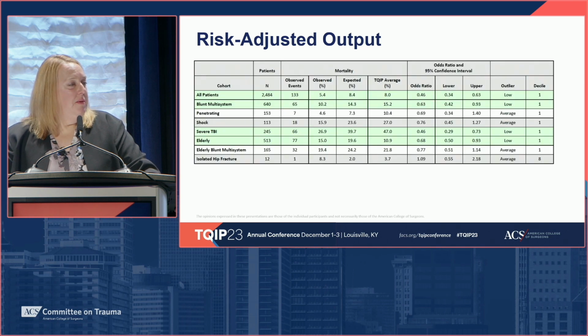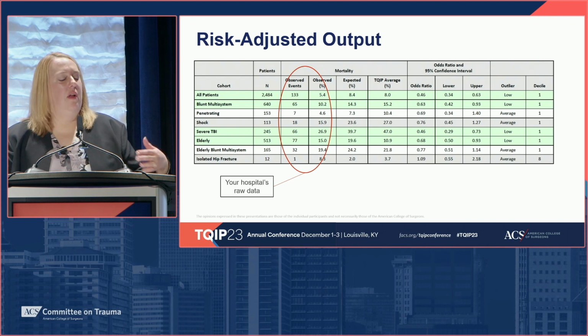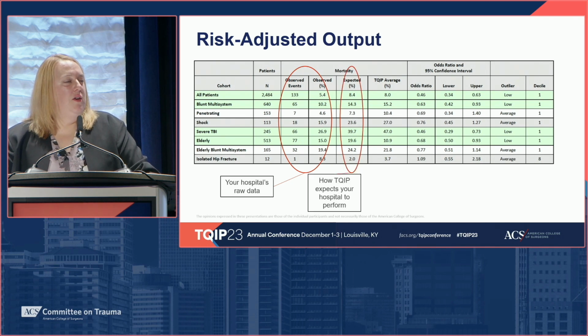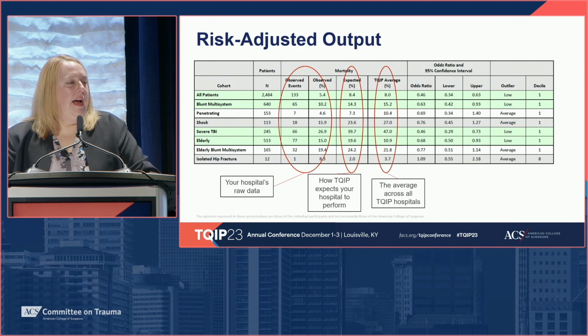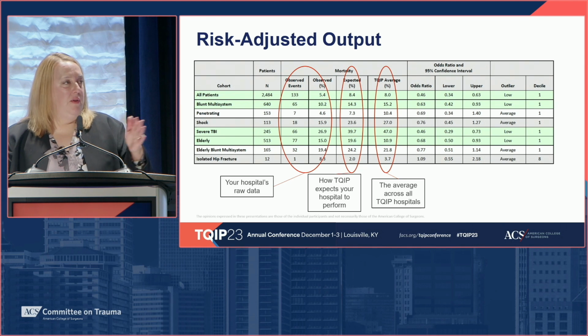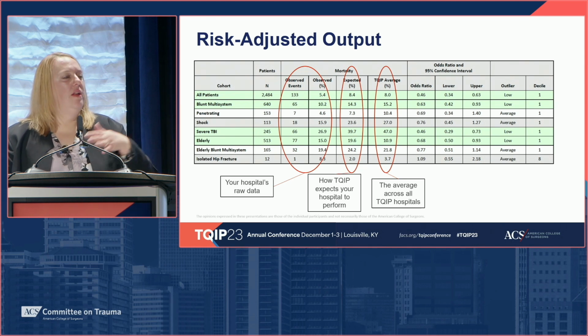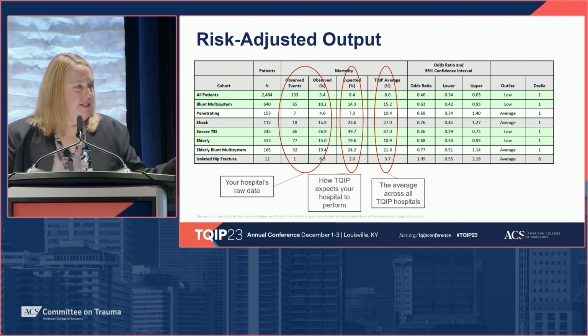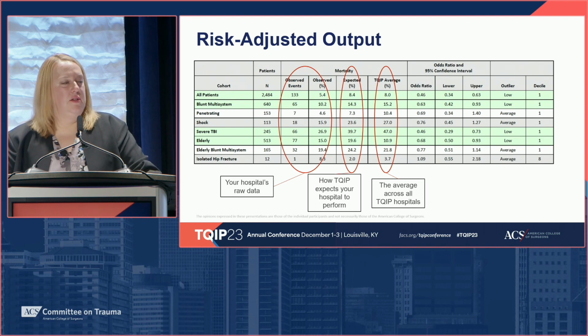So this is an example of our risk-adjusted output. These are the key metrics that you want to keep in mind. These columns are your hospital's raw data, so this is the data that you give to us that makes it through all of the patient inclusion criteria. This column is how TQIP expects your hospital to perform, so this is the output of the model. This is the TQIP average, so this column is identical for every table of this type on all of the reports. All of the other cells on this table are specific to your center.